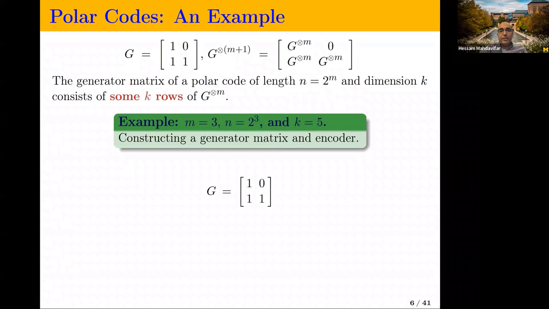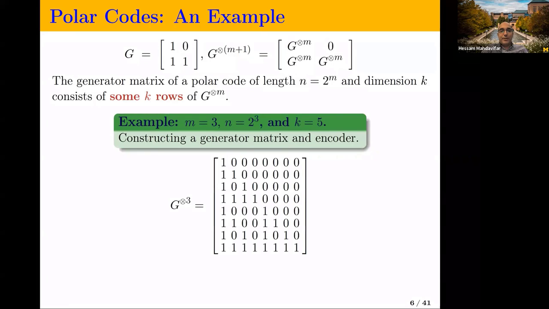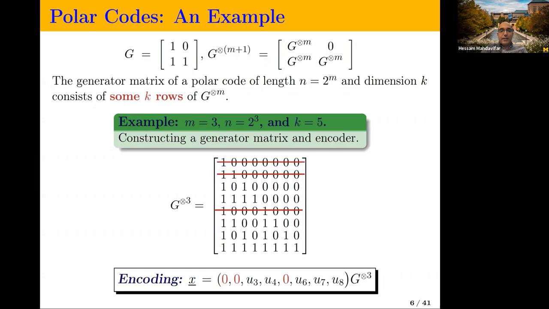So we start with this 2x2 G, right? And then from there we have the 4x4 G to the Kronecker power 2, and the other one is 8x8. According to some process, we are going to select five rows from this 8x8 matrix, making it a 5x8 matrix that becomes the generator matrix of the polar code. I'm going to explain the criteria for picking these rows in a moment. The encoding can then be represented by inserting zeros at the indices of the rows that are removed, and the rest are going to be information bits. The reason we do this type of encoding is that, because of the recursive structure of this Kronecker power matrix, we can easily multiply vectors by such a square matrix.